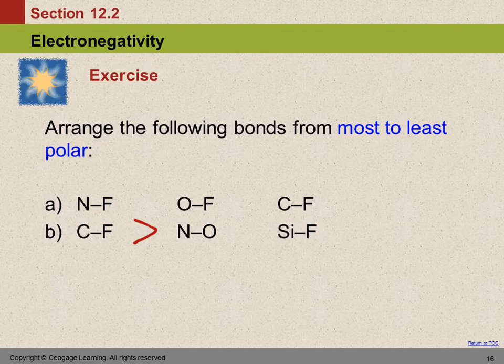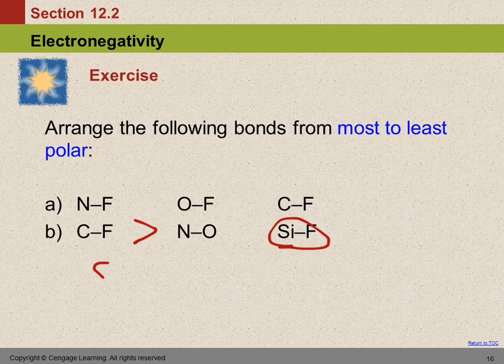Now I'm going to look at the silicon-fluorine one and see how I can relate that to these other ones. Well, there I've got fluorine. Let's look at the carbon-fluorine versus the silicon-fluorine, because that's easier to compare. The silicon is also to the left, which is less electronegative than fluorine, but it's below carbon, so it's even less electronegative than the carbon is. So this one must be the greatest.